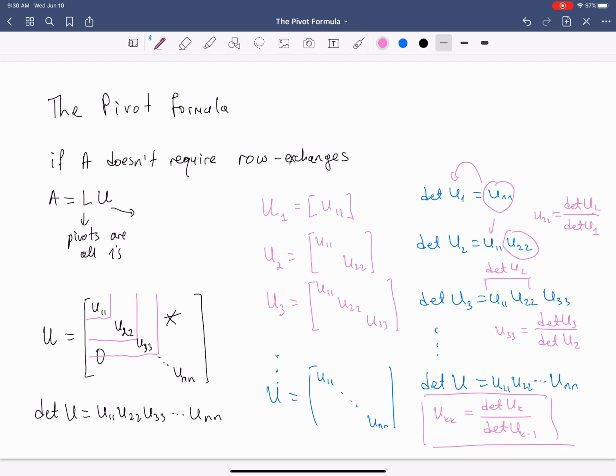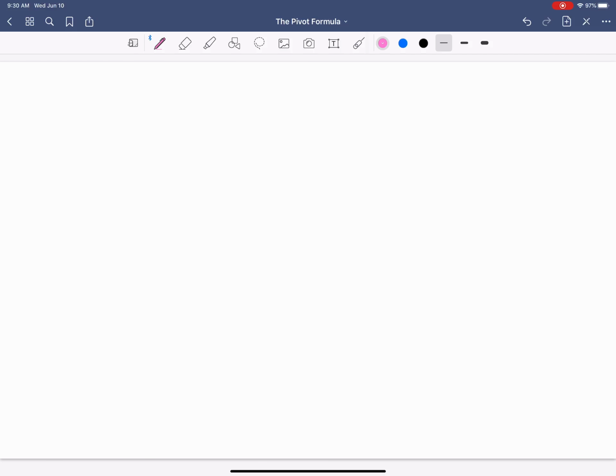Now, I gave you this example on a matrix U, which was already upper triangular, and its pivots were just the diagonal terms. But the truth is, this actually works on any matrix. Let's say we take the matrix A here: 2, -1, -1, 2, -1, -1, 2, -1, -1, 2. This matrix, you can take your time and factor it.